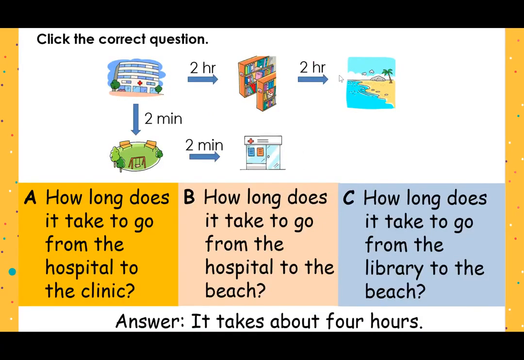This time we are given the answer and we need to choose the correct question. The answer goes, it takes about 4 hours. Which two places are we talking about here? Pay attention to the time. 4 hours. And if you need some clues, 2 means here must be wrong, since we are talking about hours, not minutes.